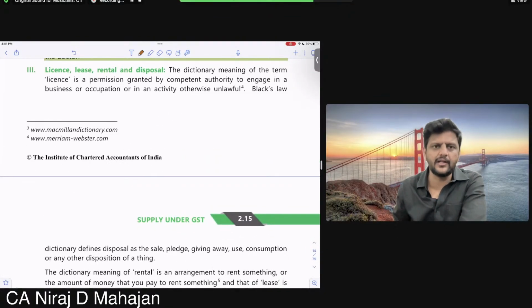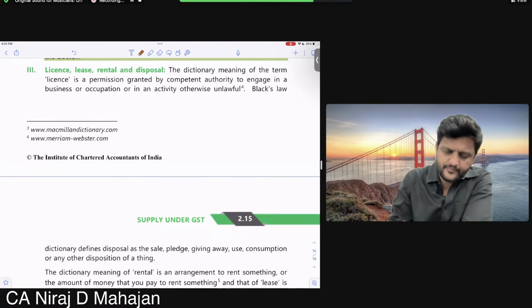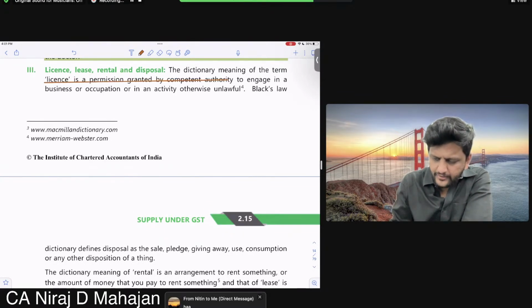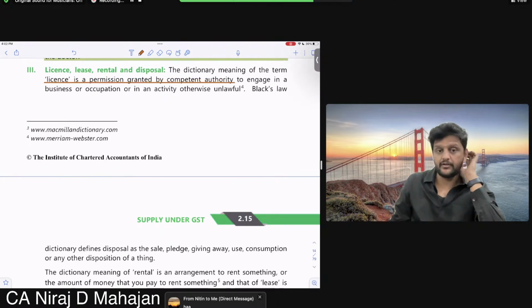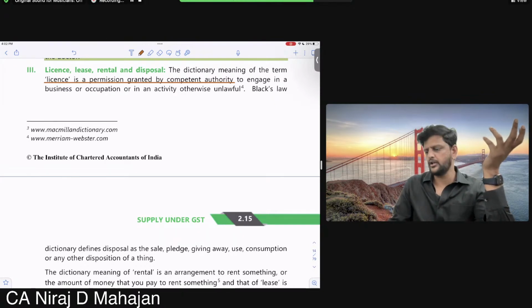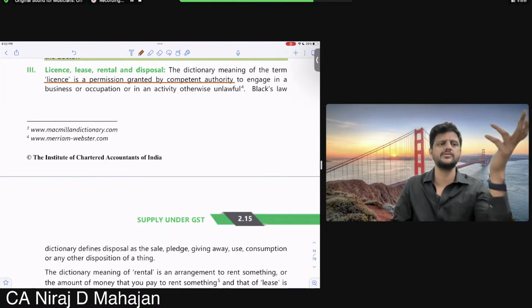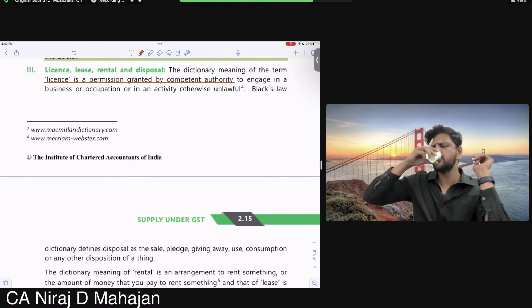License, lease, rental and disposal. Dictionary meaning of license: permission granted by a competent authority. If you don't get the license, it will become unlawful. Liquor license, if you don't have it and you are selling liquor, it is unlawful. You can directly go to jail because the government wants excise duty on that. Alcoholic liquor for human consumption, remember or not?